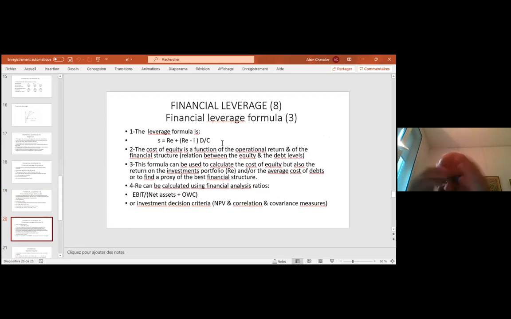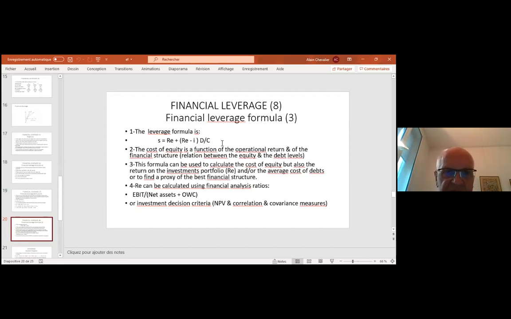So, point 2, just what I said, the cost of equity is a function of the operational return and of the financial structure. The operational return and the financial structure. Financial structure is characterized by a percentage of debt, a percentage of equity, and the cost of debt.